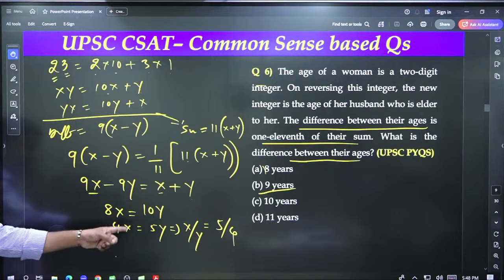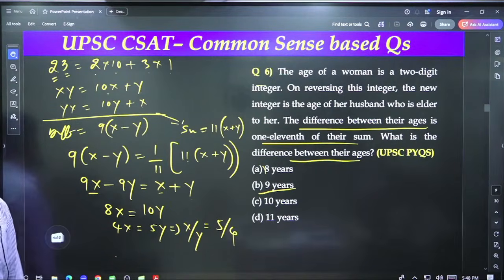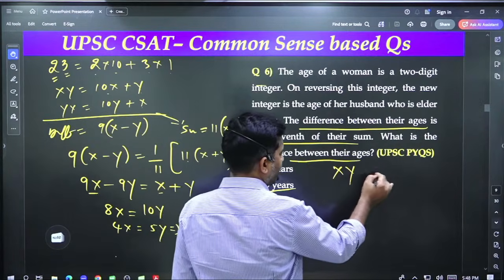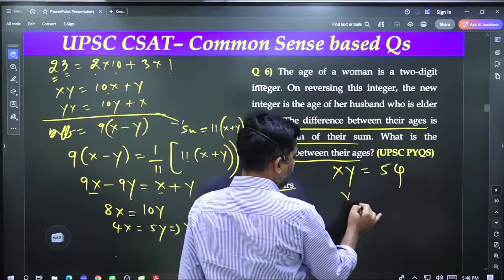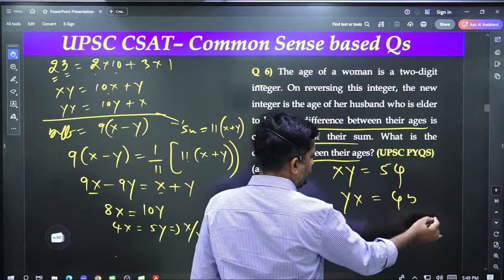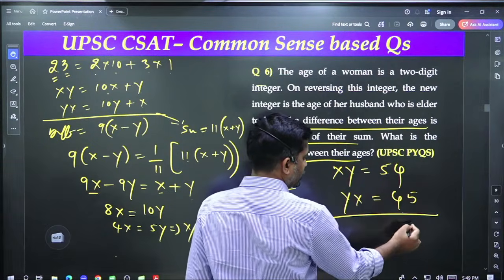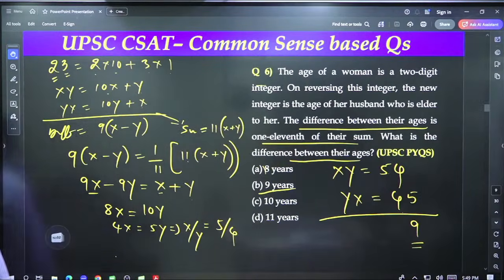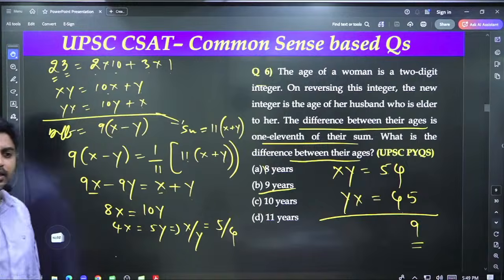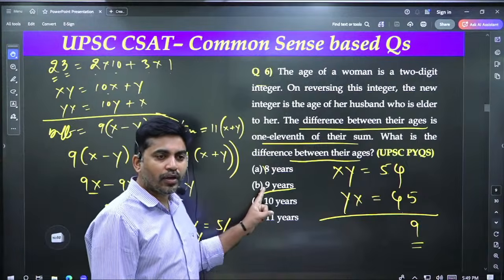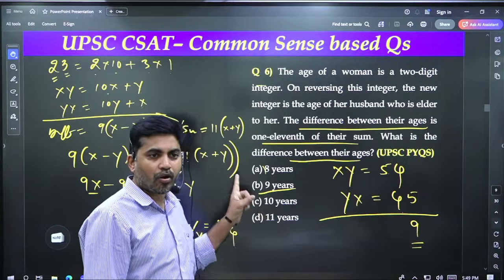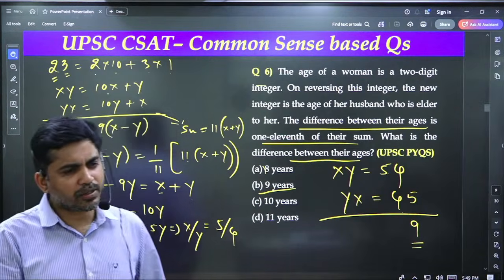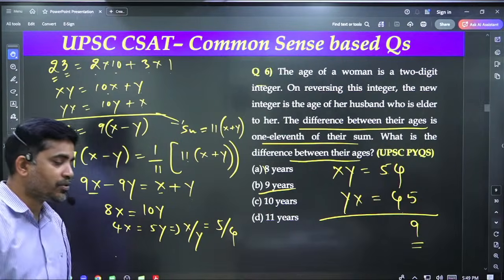X equals 5, y equals 4. It means the first person's age is 54, and the second person's age, reversed, is 45. If you take the difference between these two, the answer is 9 years. This is the actual method, but luckily they gave only one option which is a multiple of 9, option B. In the exam also they will give it like this. This is a previous year question.